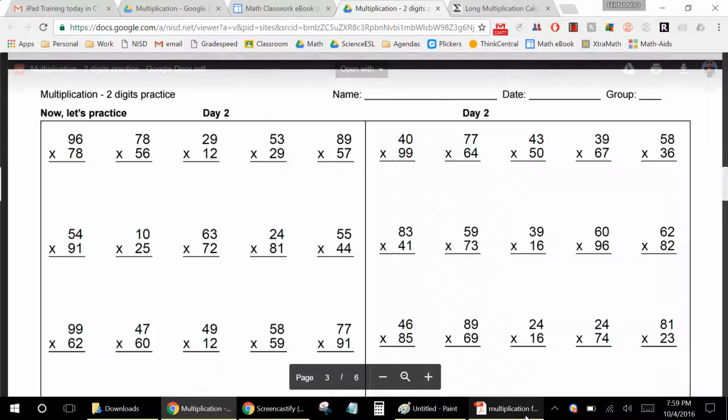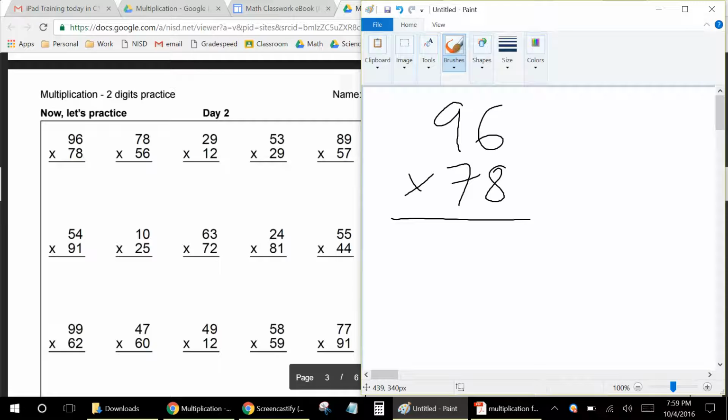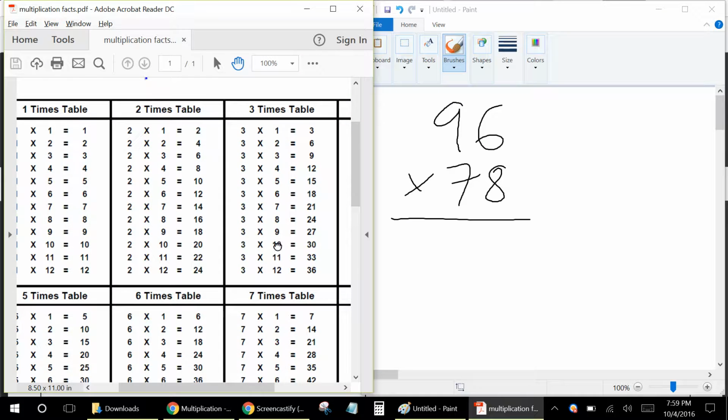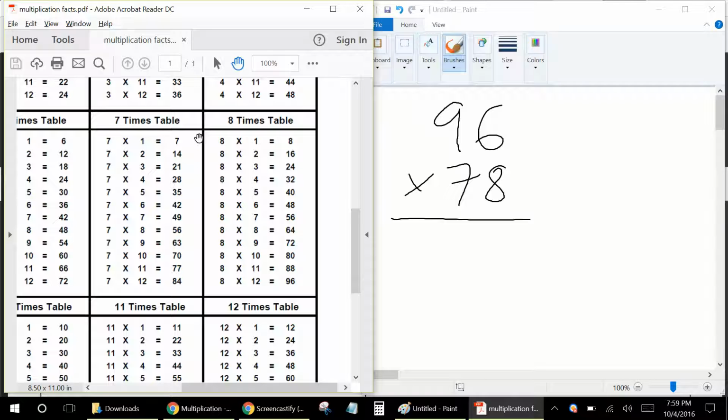So the first thing you're going to need to do is, if you need extra paper, go ahead and grab it. Let me copy the problem now because we're going to need to file it away in a minute and you'll see. So 96 times 78. The reason I'm doing this is because we're going to need the multiplication tables. You can access these multiplication tables anytime. Right now, I'm just going to focus on 7 and 8 to match the numbers 7 and 8, okay?